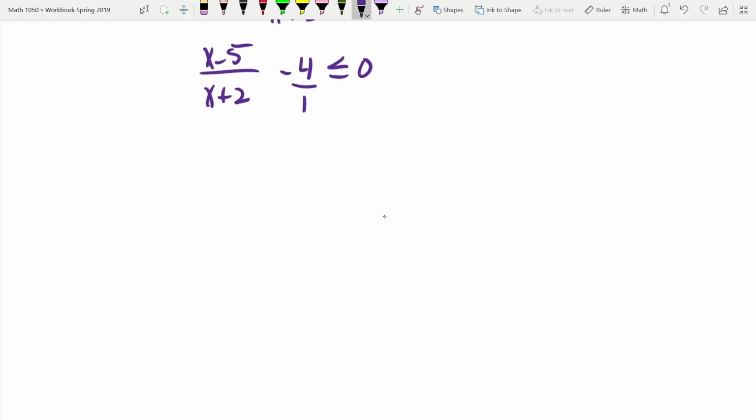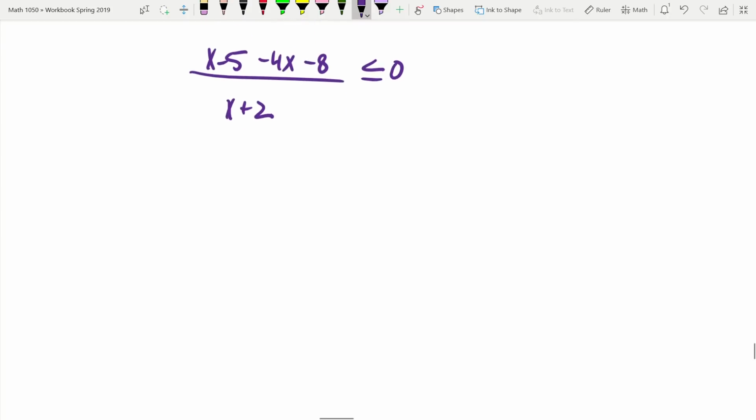Step number 2 is to get a common denominator, which is going to be x plus 2. The first guy already had the x plus 2. The second guy's missing the x plus 2. Distribute, and I get negative 4x minus 8. Do not forget your less than or equal to 0. Simplify the top, negative 3x minus 13 over x plus 2 is less than or equal to 0.